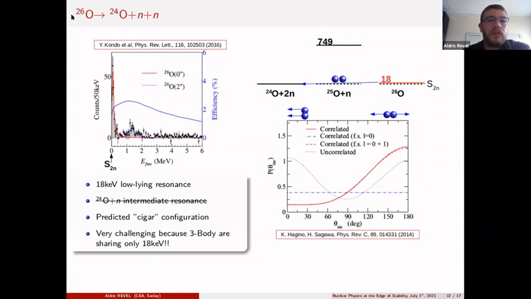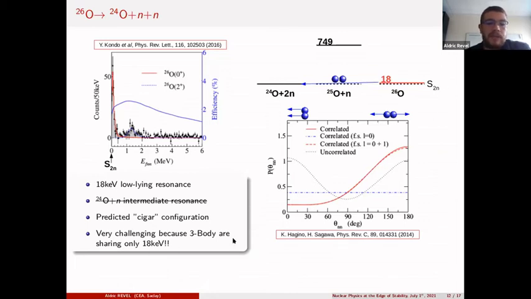Another case that has been discussed a lot is oxygen-26, with a very low energy resonance at about 18 keV, and in the case of oxygen-25, the lowest resonance available is at 750 keV. So we cannot see any kind of sequential decay, and we expect a direct decay in this case. It has been studied by Kondo from the SAMURAI collaboration, and it has been predicted by Hagino and Sagawa that in the case of oxygen-26, we should observe some cigar-like configuration in the correlation of the two neutrons.